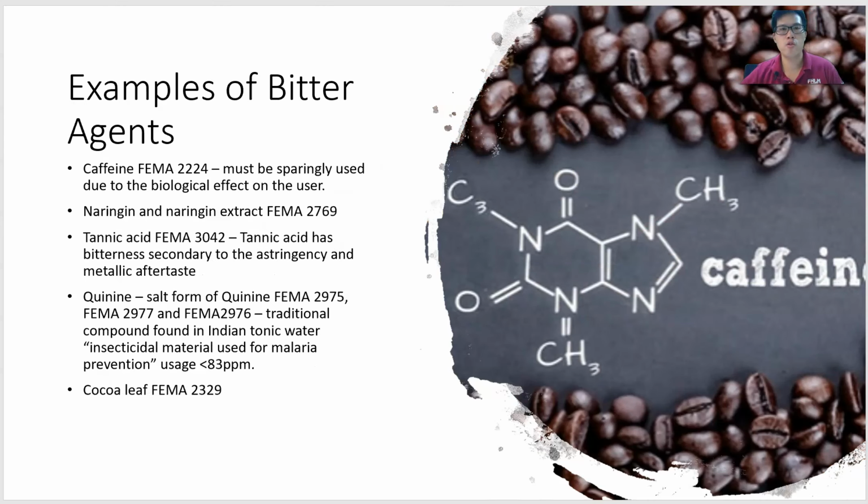For coffee, you have bitter agents in there, for example caffeine, whose FEMA code is 2224. Then there are naringin and naringin extract. All these are different types of bitter agents. Tannic acid, quinine, cocoa leaf, all these are different types of bitter agents that you can use in your food products.